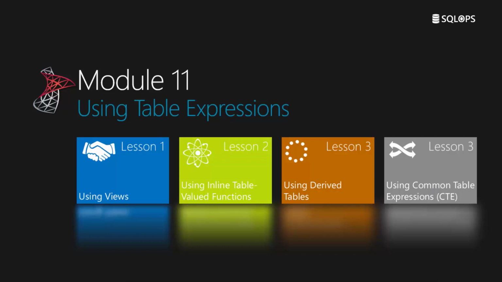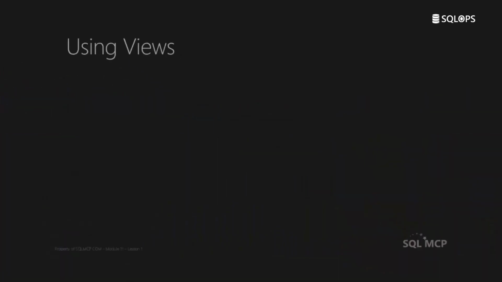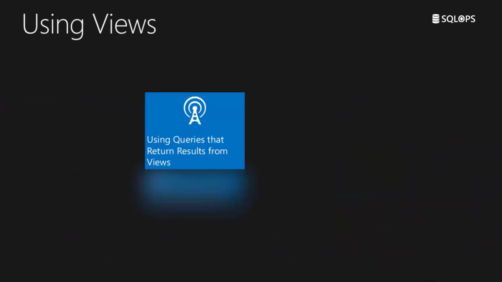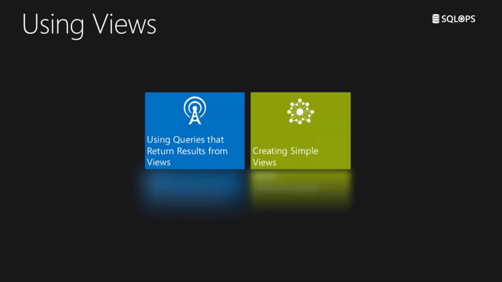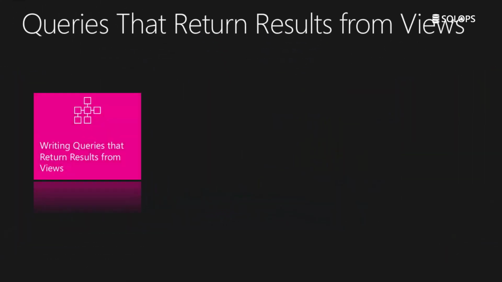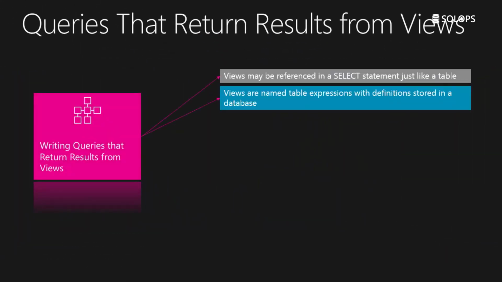A view is a table expression whose definition is stored in a SQL Server database. Like derived tables and CTEs, views are defined with a select statement. Now let's learn more about views and how to use them. In the first lesson, you'll learn how to write queries that return results from views and how to create simple views. A view is a named table expression whose definition is stored as metadata in a SQL Server database.